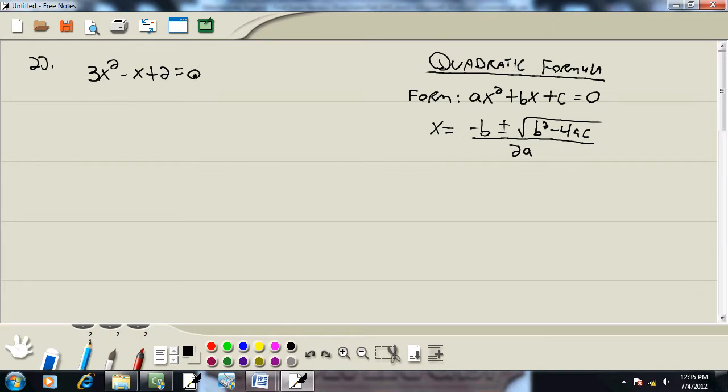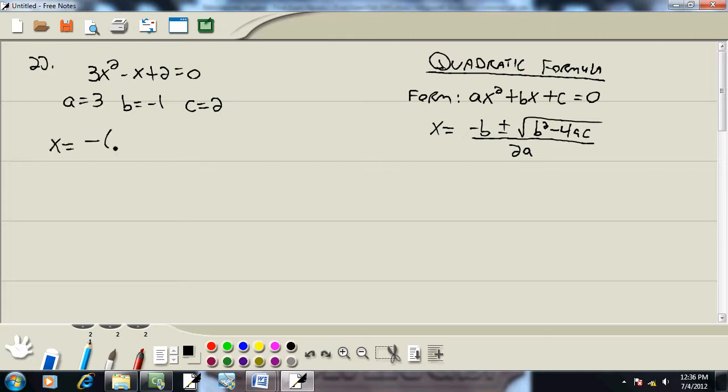Well, this is the right form. We have 0 on one side. If we didn't have that, like if we had 2 over there, we'd need to get 2 over to the left side. Have to get 0 on the right side. First thing we'll do is identify our a, b, and c. A is whatever number is before the x squared, which is 3. B is whatever number is before the x, which is negative 1. And c is your number at the end, which is 2.